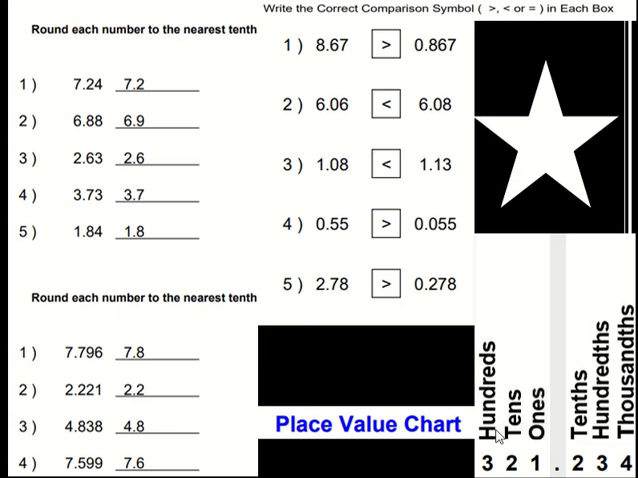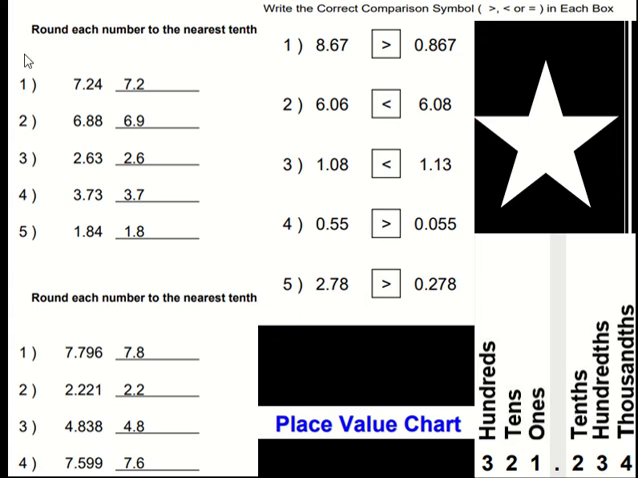Down here in the right hand corner, I have placed a snippet of a place value chart for decimals, because it's different from a regular place value chart, which is probably the first one that you were taught. So I placed it here so that we could work out these problems.